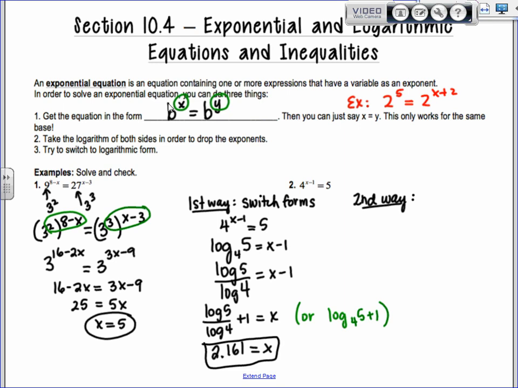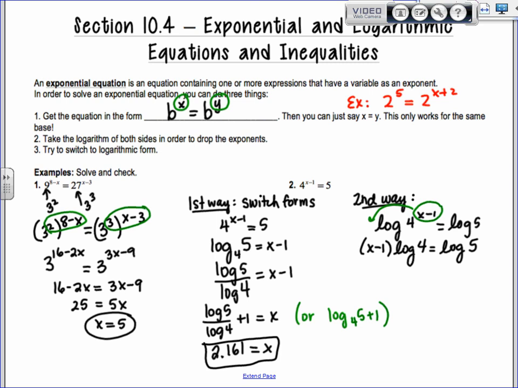The whole reason we invented logarithms is so that we can drop exponents that have x's in them. Remember, if I take the log of both sides, now I have an x minus 1 as a power. And as long as I have a log, I can pull any exponents to the front. So you get x minus 1 times log of 4 equals log of 5.